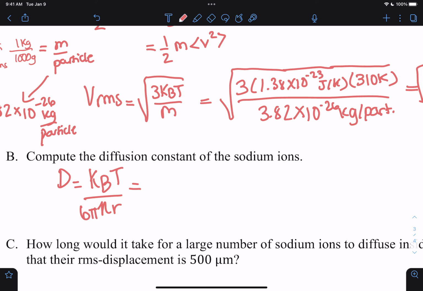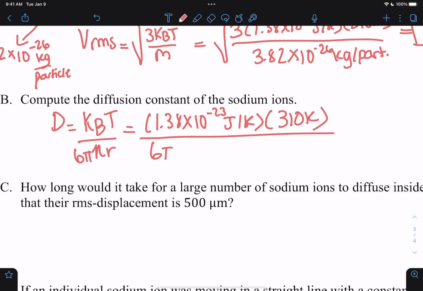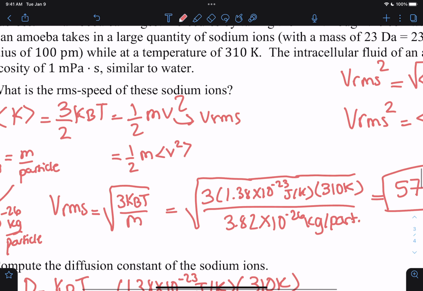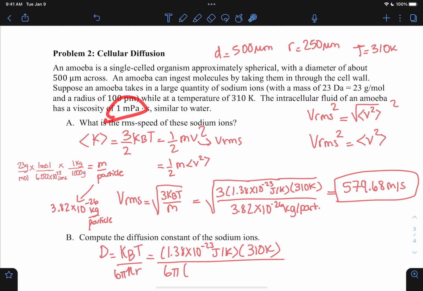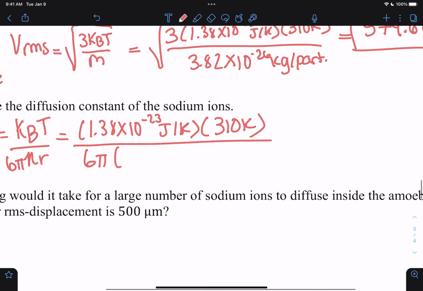So your Boltzmann's constant is 1.38 times 10 to the negative 23rd joules per Kelvin. Your temperature is 310 Kelvin. We divide by 6 pi times the viscosity. Now remember, the viscosity is 1 millipascal seconds, right? That would be 0.001 pascal seconds. That would just be moving the decimal point 3 places back.